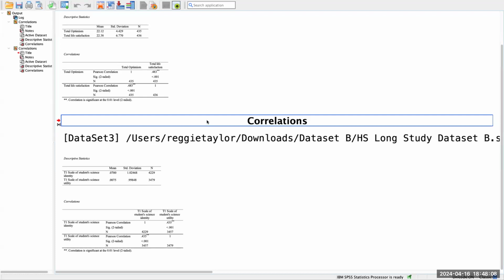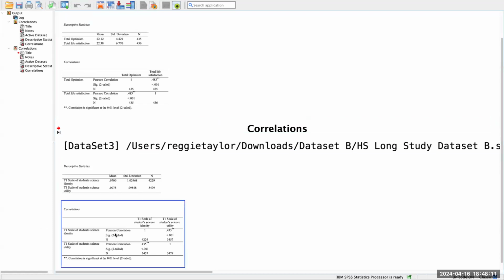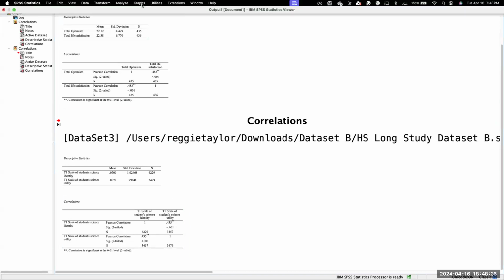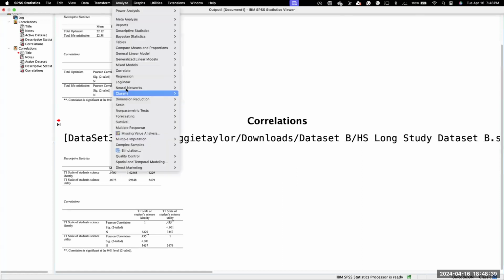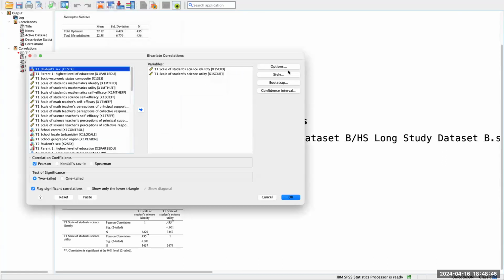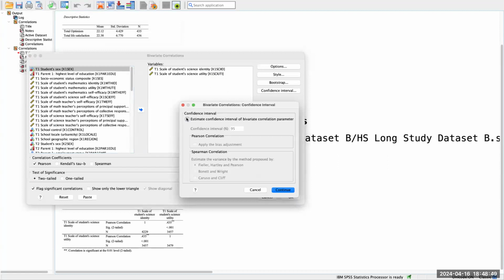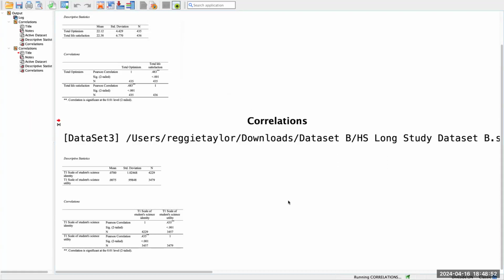You tell me, is there a relationship between the students, we're looking down here, between their science utility and their science identity? Yes or no? Yes, it is. What's the Pearson's correlation coefficient? Exactly. Now remember, I didn't select the confidence intervals in that example, so I will go to analyze again, the correlate, the bivariate, and they should still be sitting here. And then again, confidence intervals, and then again, let me select that.